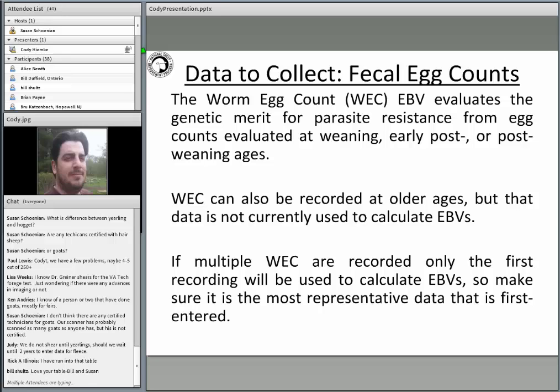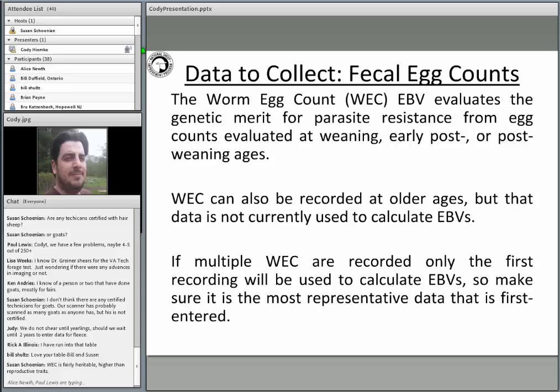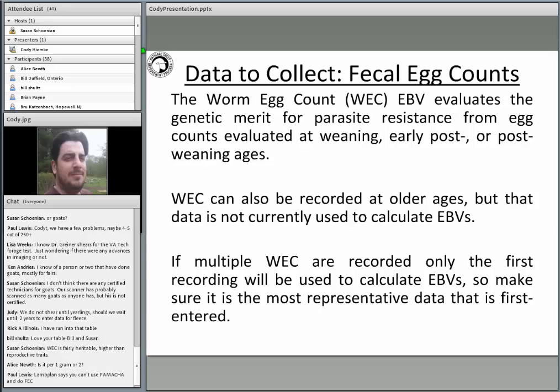The fecal egg count can be recorded at older ages, but the data is not calculated. You need to collect this data at weaning, early post-weaning or post-weaning ages. That's when those lambs and sheep are going to be most susceptible to the worms, so that is the best time to collect that data. And there's a note here that if you collect the data at weaning and at post-weaning ages, it's the first set of data that you enter that is going to be used for the calculation. They're not going to use both weaning and post-weaning fecal egg counts. So make sure that the first data you enter is the most representative.